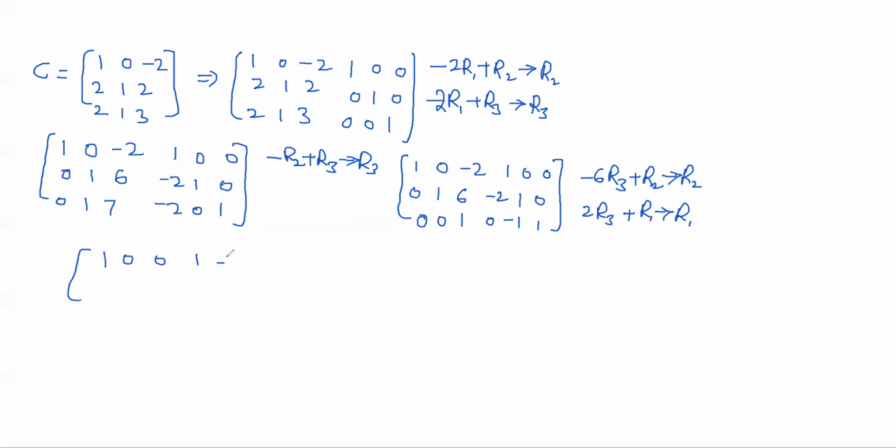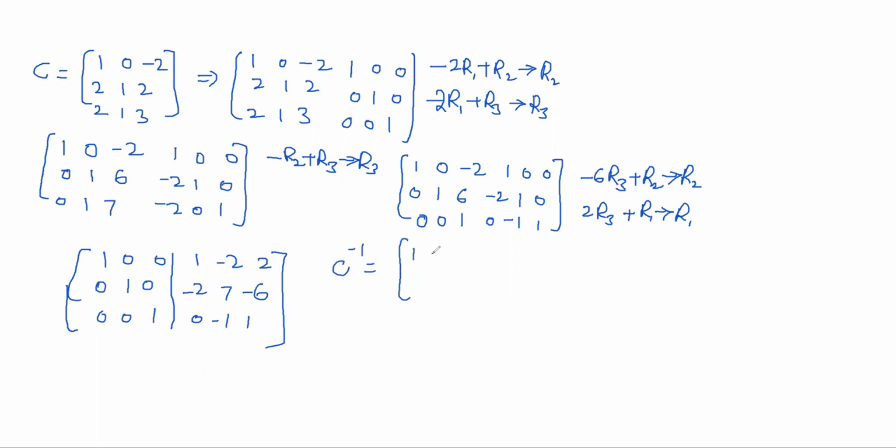Now when I do it this way, it will be 1 0 0 | 1 minus 2 2, and 0 1 0 | minus 2 7 minus 6, and then 0 0 1 | 0 minus 1 1. So now I can see that the left hand side is already a unit matrix, so the right hand side will be the inverse of this given matrix C. So C inverse will be 1 minus 2 2, minus 2 7 minus 6, 0 minus 1 1.